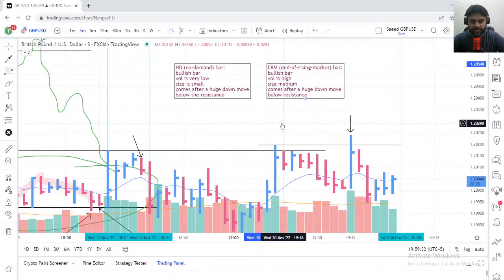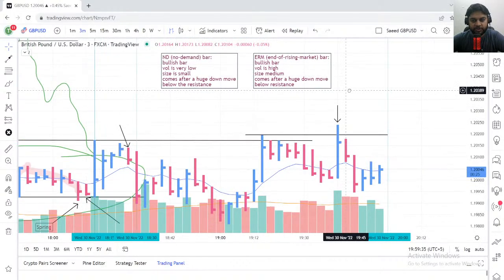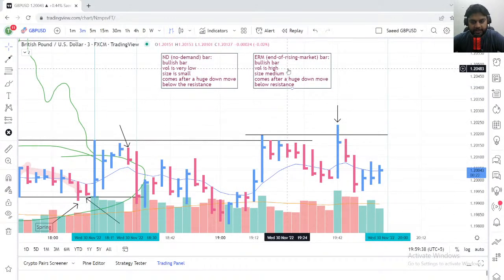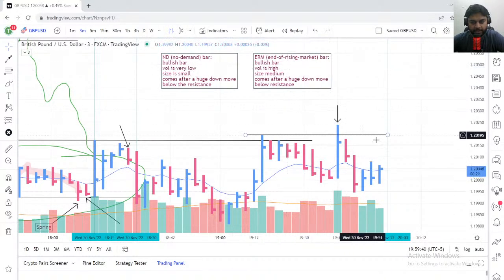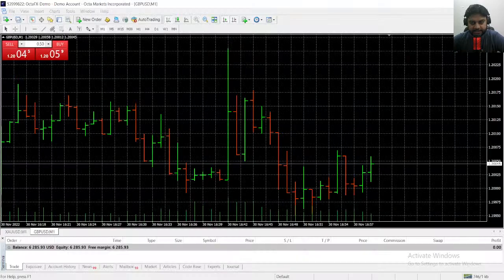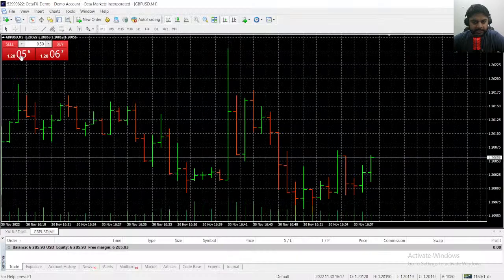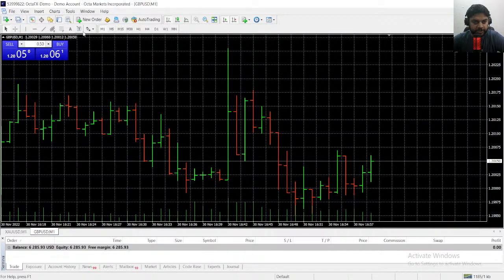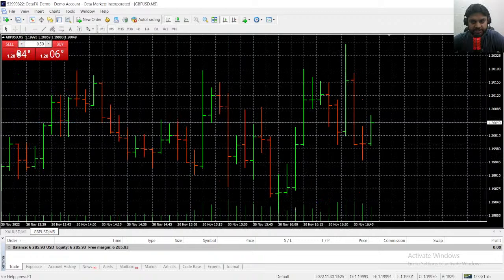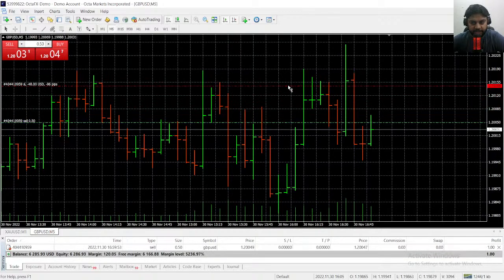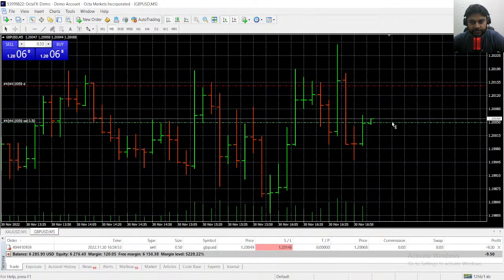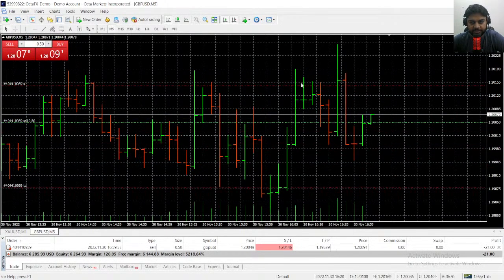So these are the properties of an ERM bar, end of rising market bar. Okay guys, it's time, so let's jump in for our trade. So what do we do over here? I think it's going to be a sell trade, so I will put my sell over here, put my SL above this line, and put my TP around this level. Let's see what happens.